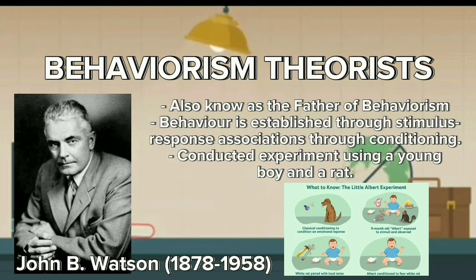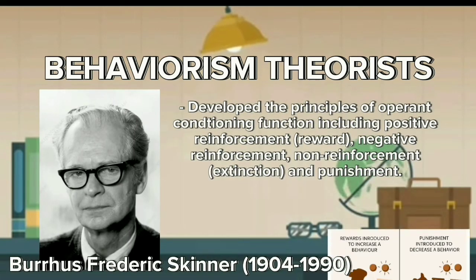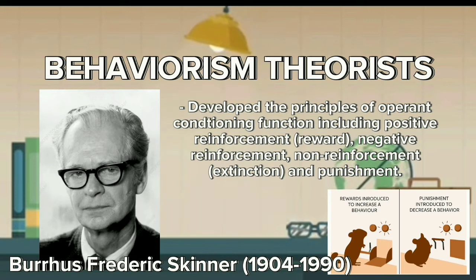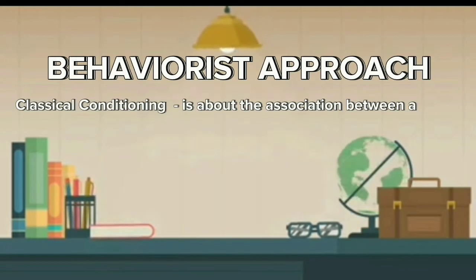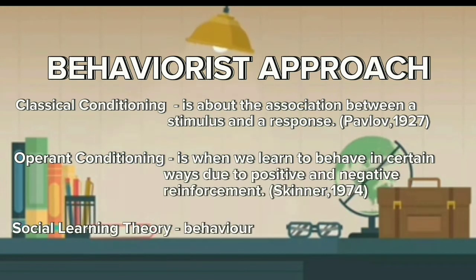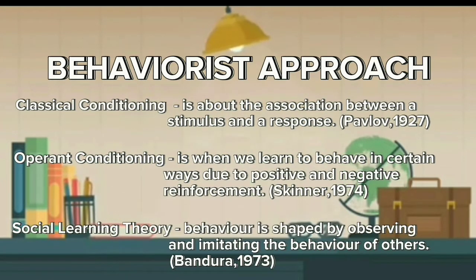He conducted an experiment using a young boy and a rat. Burrhus Frederick Skinner, 1904 to 1990, developed the principles of operant conditioning, including positive reinforcement or reward, negative reinforcement, non-reinforcement or extinction, and punishment. Behaviorist approach. Classical conditioning is about the association between a stimulus and a response, Pavlov 1927. Operant conditioning is when we learn to behave in certain ways due to positive and negative reinforcement, Skinner 1974.